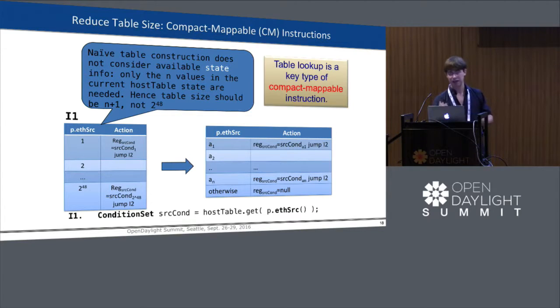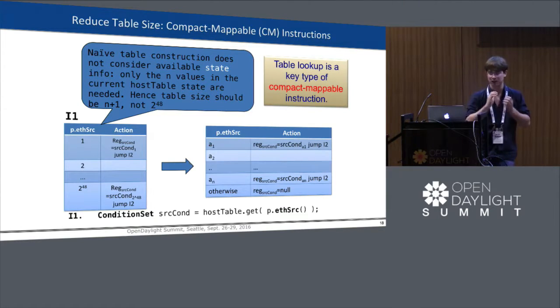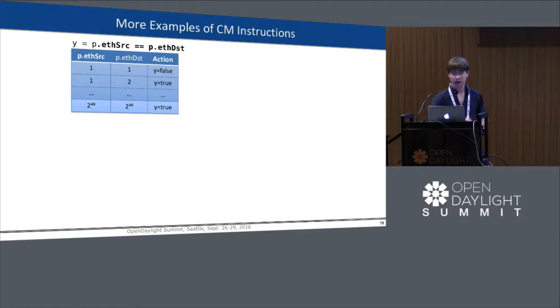Table lookup is a key type of compact mappable instruction. That is, the ability to take a program with a huge domain and, based on given table constraints, simplify that domain down to a small series of variables is vitally important for representing functions in a way that can actually be fit onto genuine silicon. A second example of a compact mappable instruction.